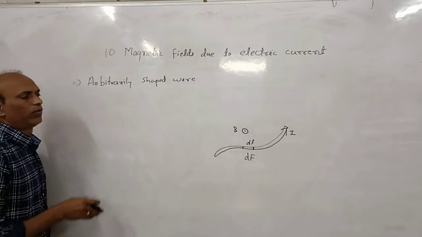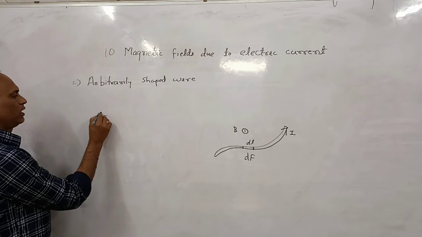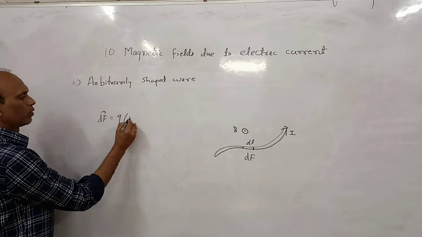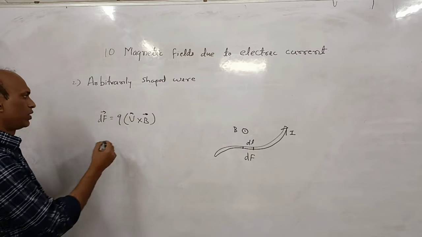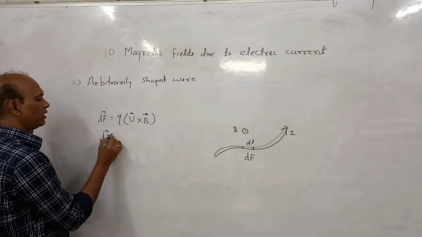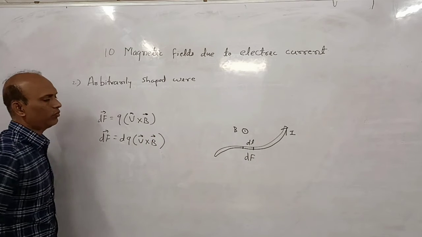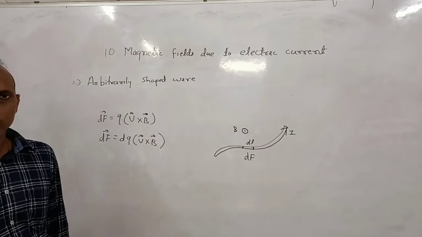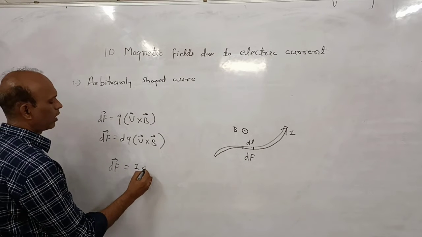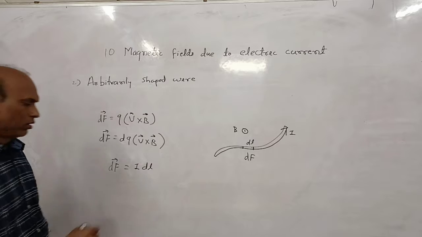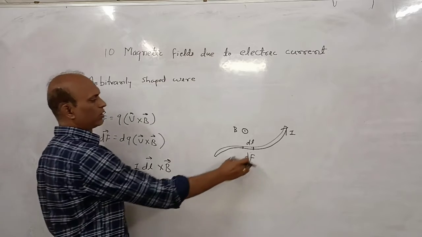Again we know that when current is flowing through a conductor, the force acting on it is dF is equal to q v cross B. If the number of charges is dq, in that case this equation becomes dF is equal to dq v cross B. So this equation is nothing but dF is equal to I dl cross B. Now this is the force acting on this element dl.